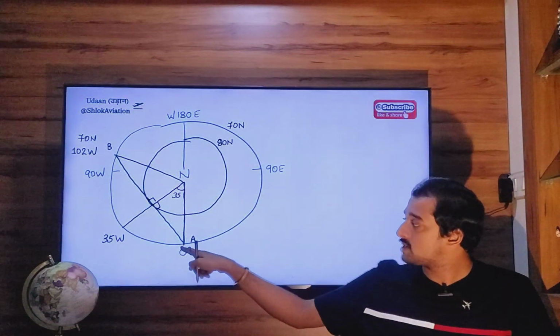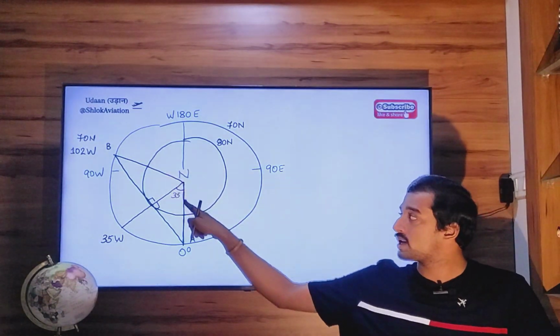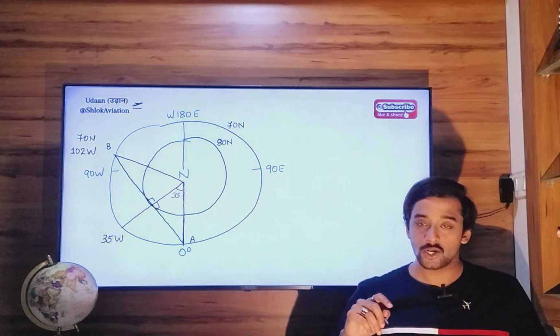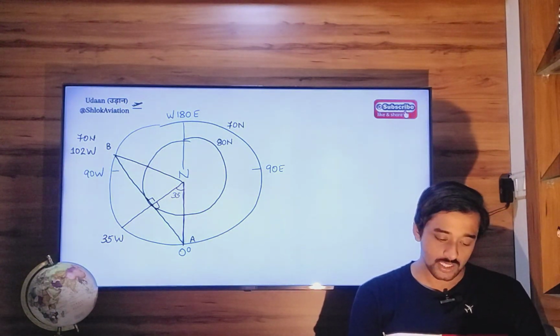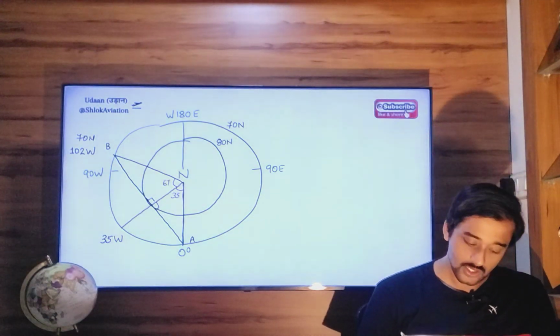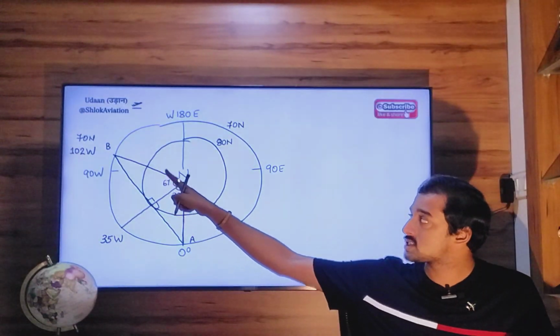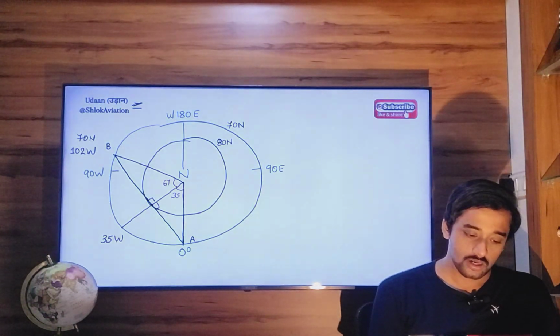Now this angle is 0 to 102, right? So 102 degree angle. It has got divided into two parts, 35, and the remaining will be 102 minus 35, 67. So this is 90, this is 67. The remaining angle will be 23.